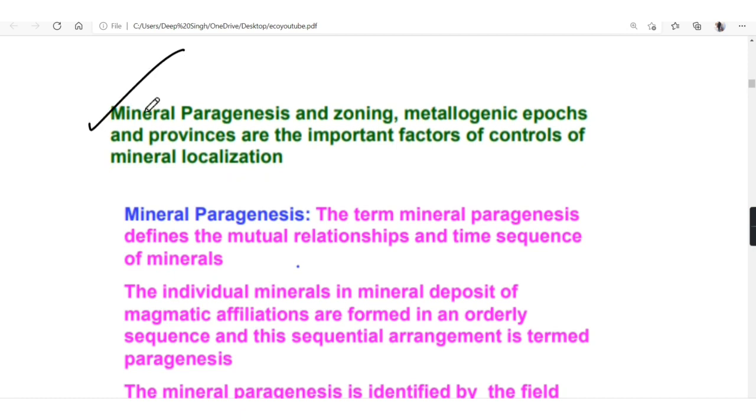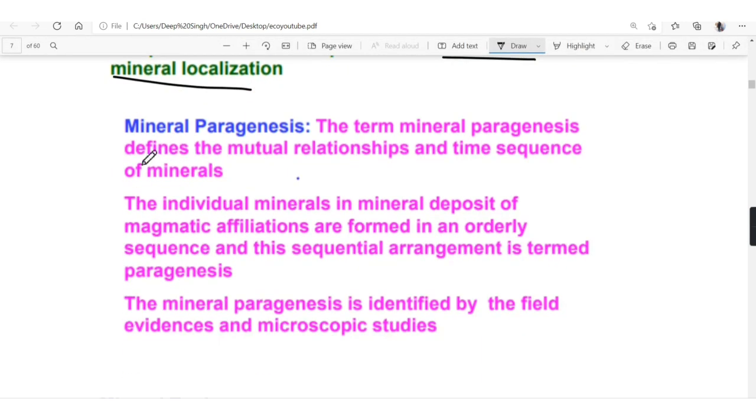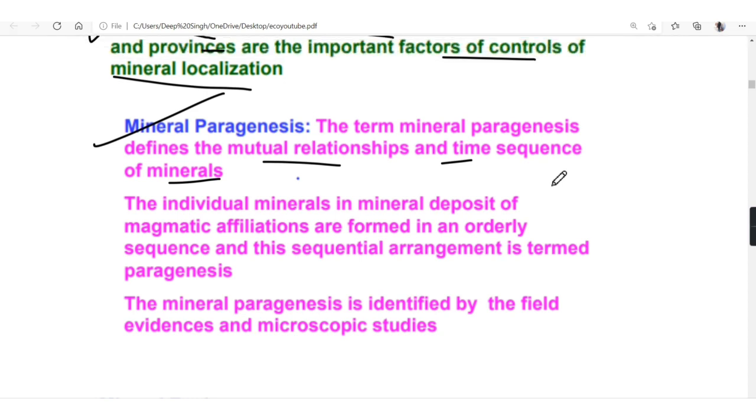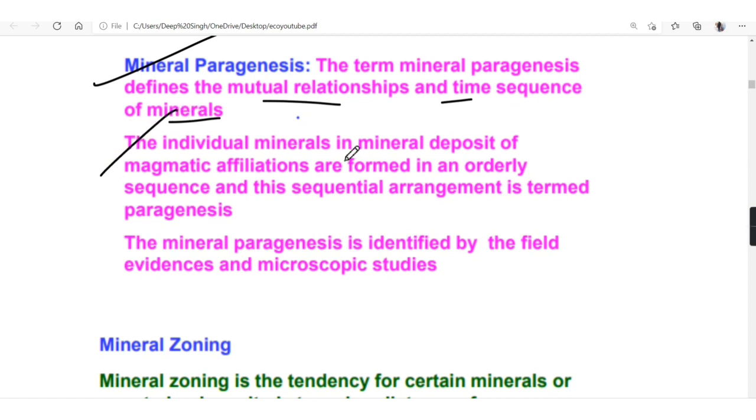What is mineral paragenesis? Mineral paragenesis and zoning, metallogenic epoch, province, they are the important factors for the controls of the mineral localization. Let's see what is mineral paragenesis. It is the mutual relationship of the time and sequence of the minerals. It will tell about the sequence, just like our ancestors. Like my mother is elder than me, and then I am elder than my brother. So this is just like the sequence of a family. So it will tell about the sequence of minerals with the time. Okay. So the individual minerals in mineral deposits of magmatic affiliation are formed in an orderly sequence.